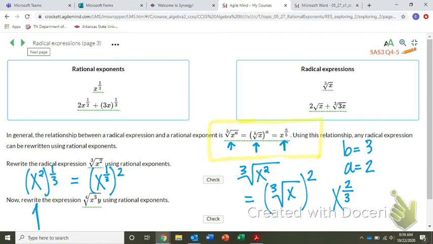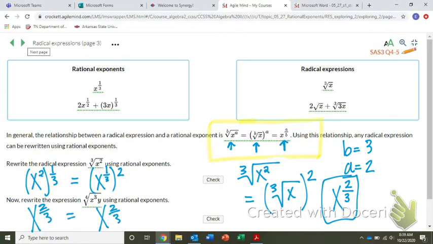Are these two answers the same as this answer? Yeah, because that's the power rule. Remember, on the power rule, we multiply our exponents. So, this would be x^(2/3). And this would also be x^(2/3).